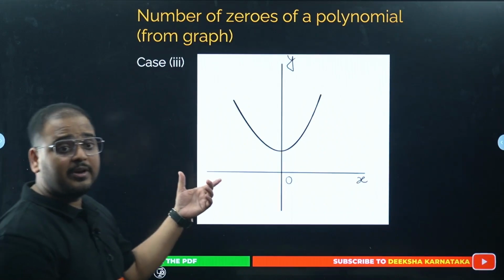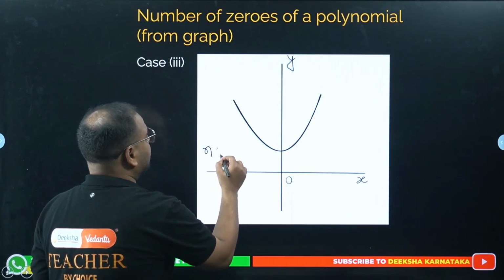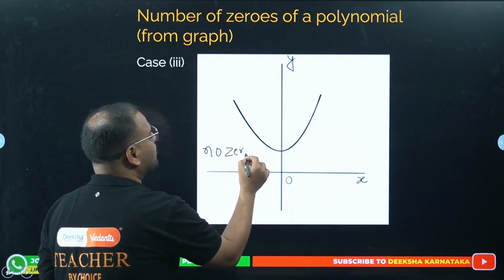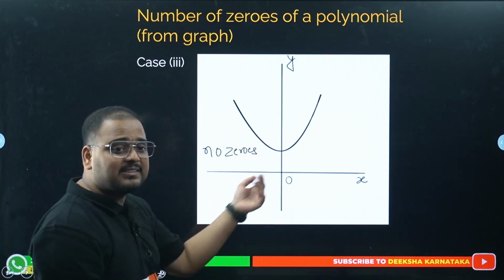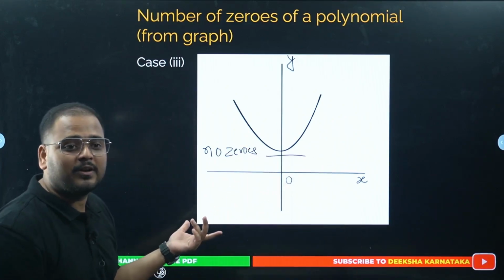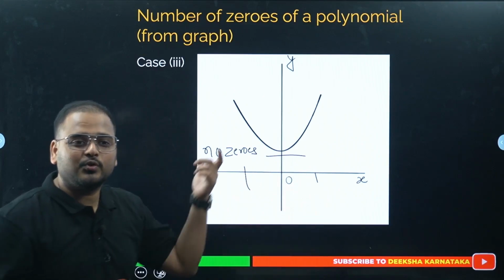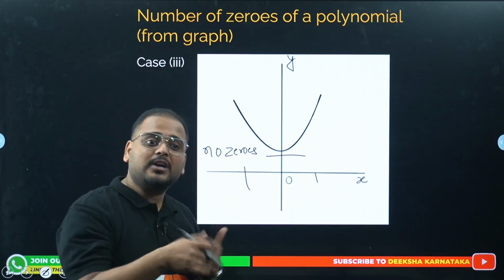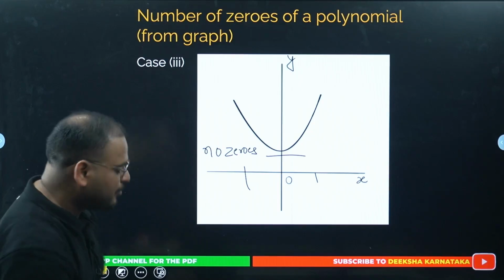Next, here, how many zeros? No zeros. What it means, sir? It does not cut the x-axis. It's going from here. There's no x-axis involved here. There is no cut on the x-axis. Then how can we say there is a zero? So for this situation, where the graph does not cut the x-axis, we'll have no zeros for the given polynomial.